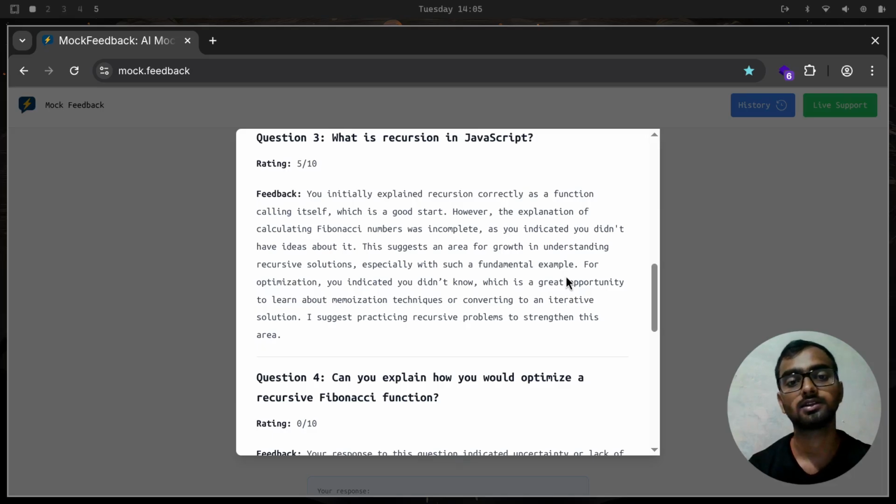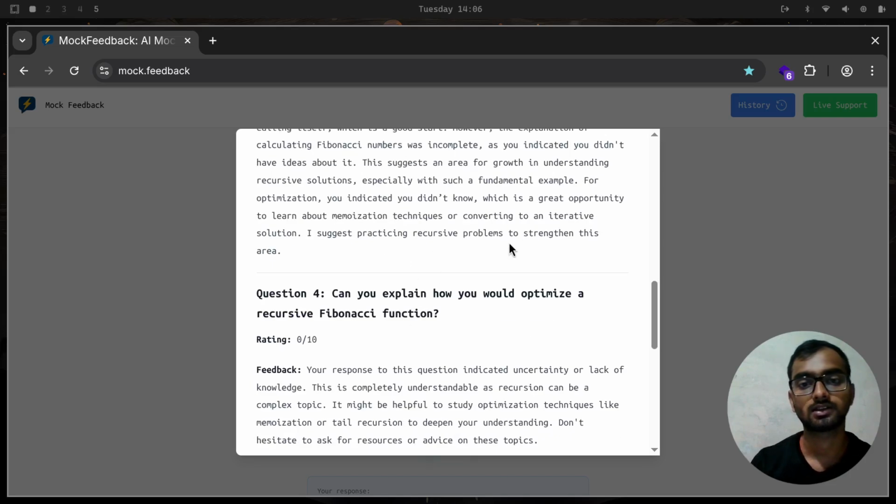Okay, so the third question was, what is recursion in JavaScript? The feedback is, you initially explained recursion correctly as a function calling itself, which is a good start. However, the explanation of calculating Fibonacci numbers was incomplete. So as I didn't know Fibonacci numbers, I couldn't explain, and that's what it is saying, which is a great opportunity to learn about memoization techniques and practicing recursive problems.